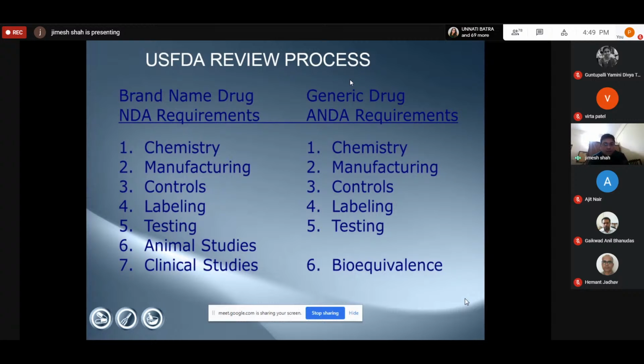ANDA is the abbreviated new drug application, where the innovator is already available. So for most of the data of the ANDA, we have to follow the chemistry, manufacturing, controls, labeling, testing, and the bioequivalence study. That is the human study that we have done. These are the requirements of the ANDA. So basically, the US FDA review process is a simple process and they have the two parts.